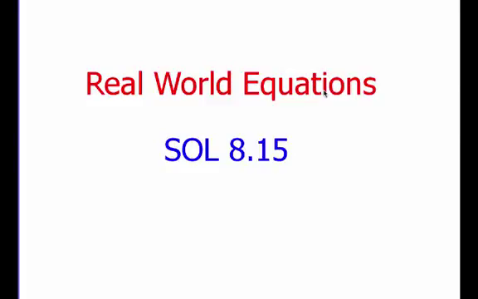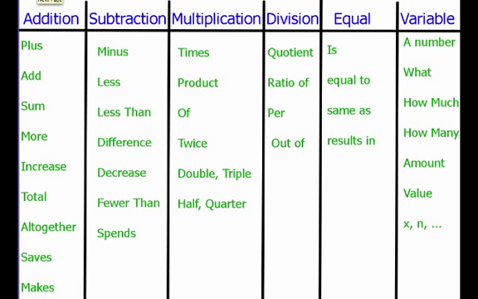For this video, we are going to be going over real-world equations. So, we're going to start with this table that gives you a bunch of different words that we can use to stand in for our operations: addition, subtraction, multiplication, division. Also words that can mean the equal symbol and words that can be used for a variable. So I want you to pause this video right now and copy this table down into your notes.